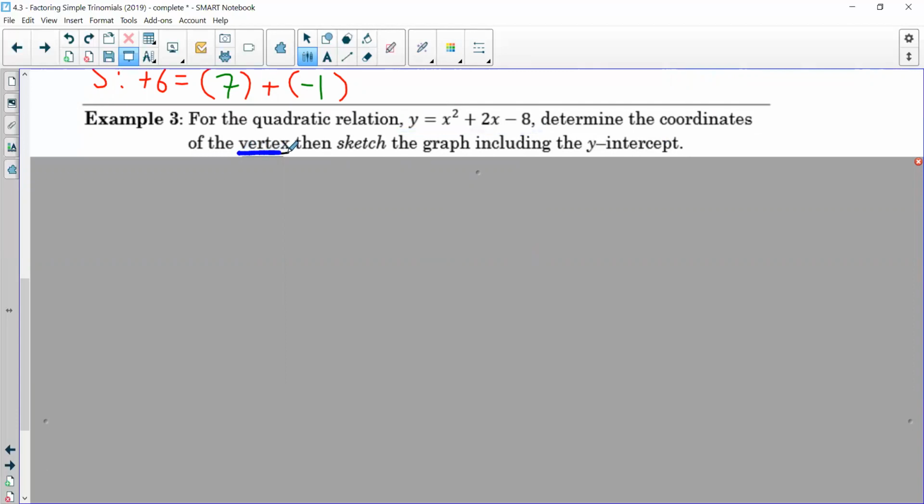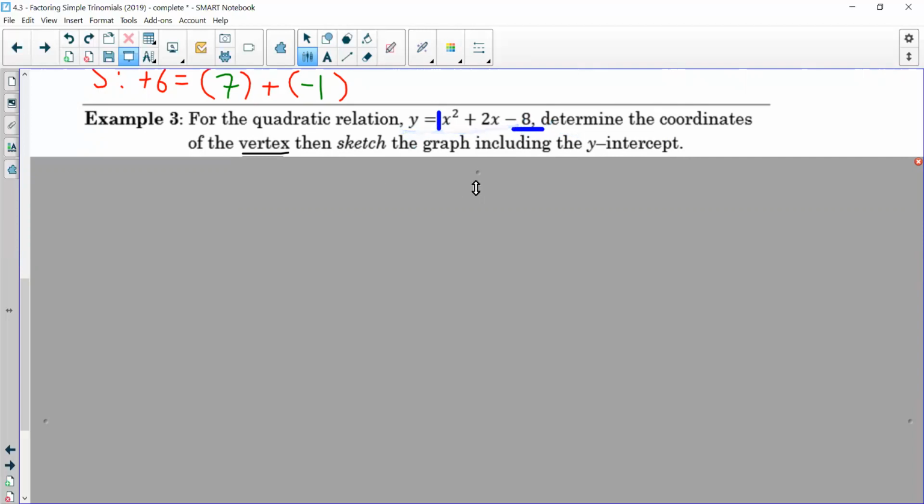Now, if we had the zeros or the x-intercepts, we could find the vertex using techniques we did back in chapter 3, and then sketching wouldn't be a problem. And the y-intercept, as you remember, is your c-value. So there's the y-intercept. So we already have the y-intercept. You should also know that the parabola opens, correct, up. There's an a value of 1, so the parabola should open up, y-intercept of negative 8.